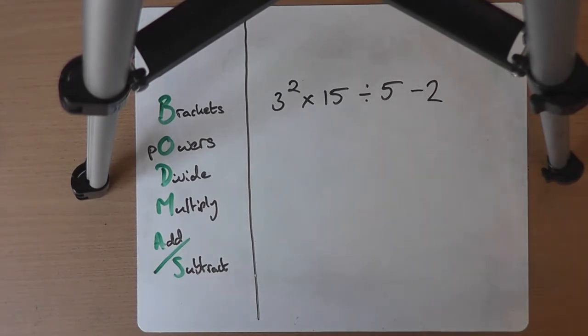So first thing we check for, are there any brackets? And once again, there are no brackets, so that's okay. We come to the next thing on our list, O for powers. There is a power. There is a squared power here.